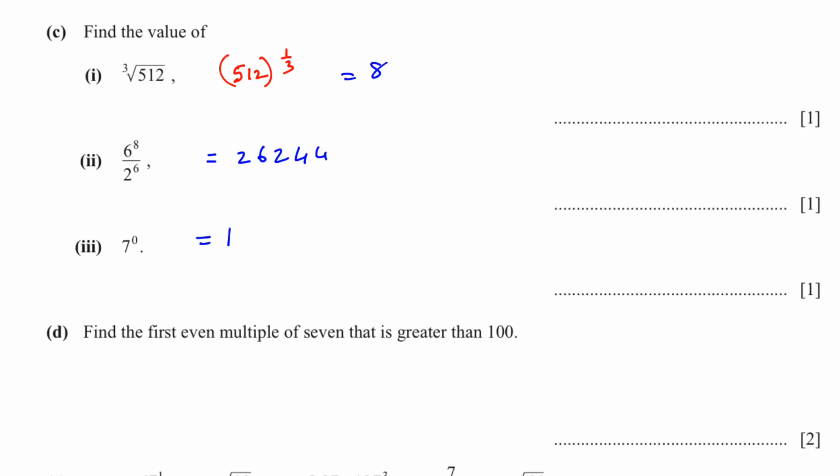Okay. Now 1D. Find the first even multiple of 7 that is greater than 100. So let's check. It has to be greater than 100. We can check 7 times 12 will give you 84. So it's obviously less. 7 times 14 will give you 98. That is still less. And then 7 times 16, it will give you 112. So 112 is your answer. The reason I'm multiplying only by even numbers is because we want even number in our answer.